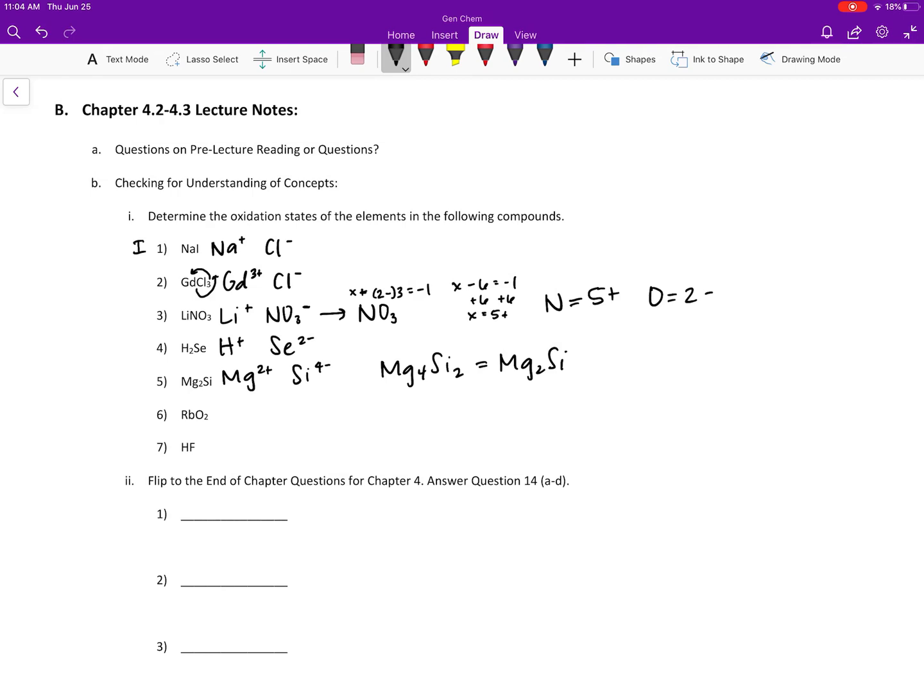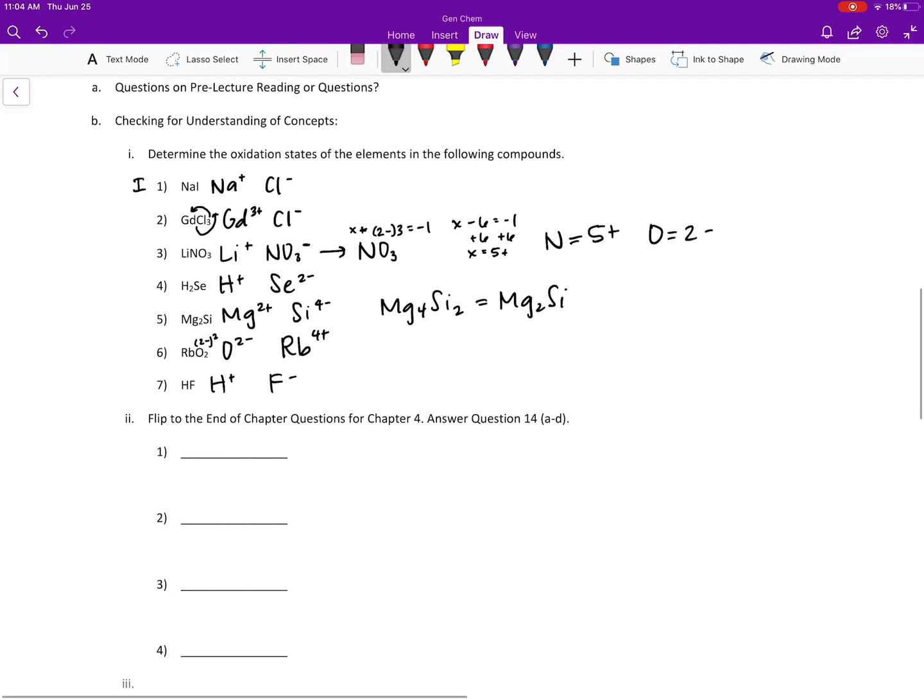Rubidium oxide. Oxygen wants to have a 2 minus charge, which means the rubidium is going to have a 1 plus charge. I have 2 rubidiums, so they need to cancel out the 2 minus of the oxygen. Hydrofluoric acid, H plus, F minus, just like our first one we did with sodium and chloride.